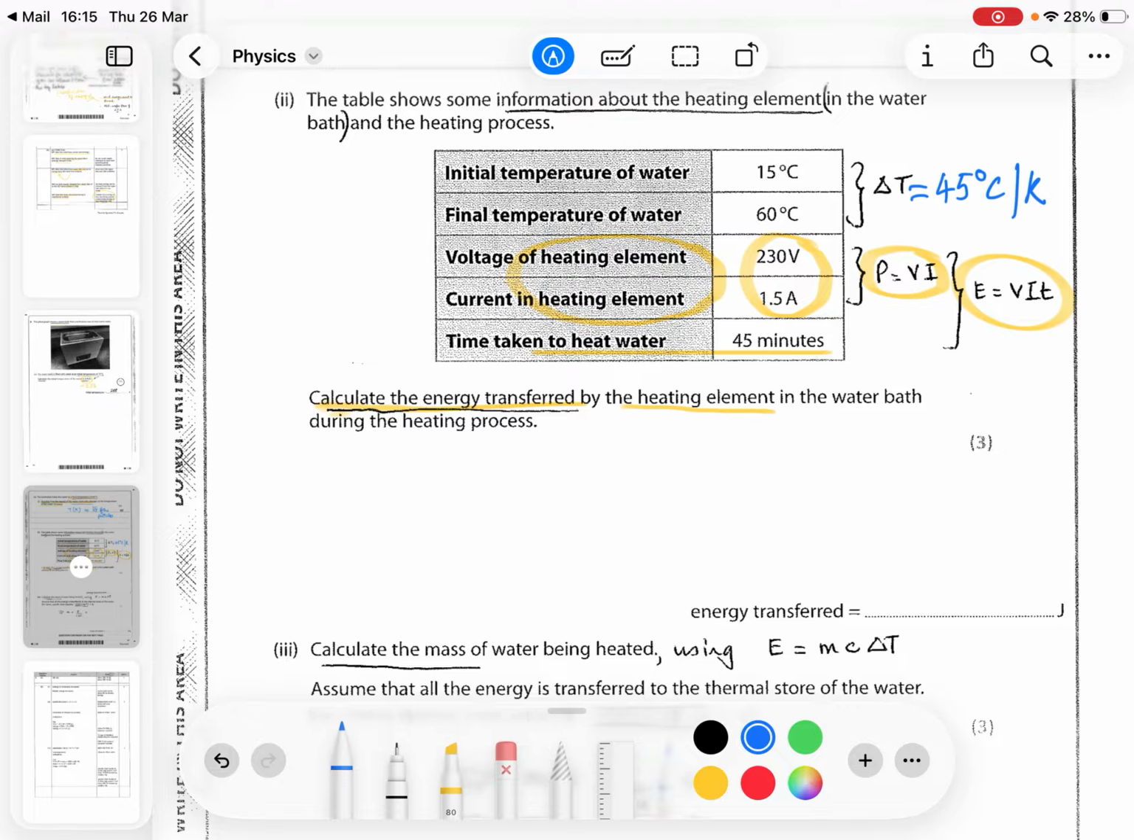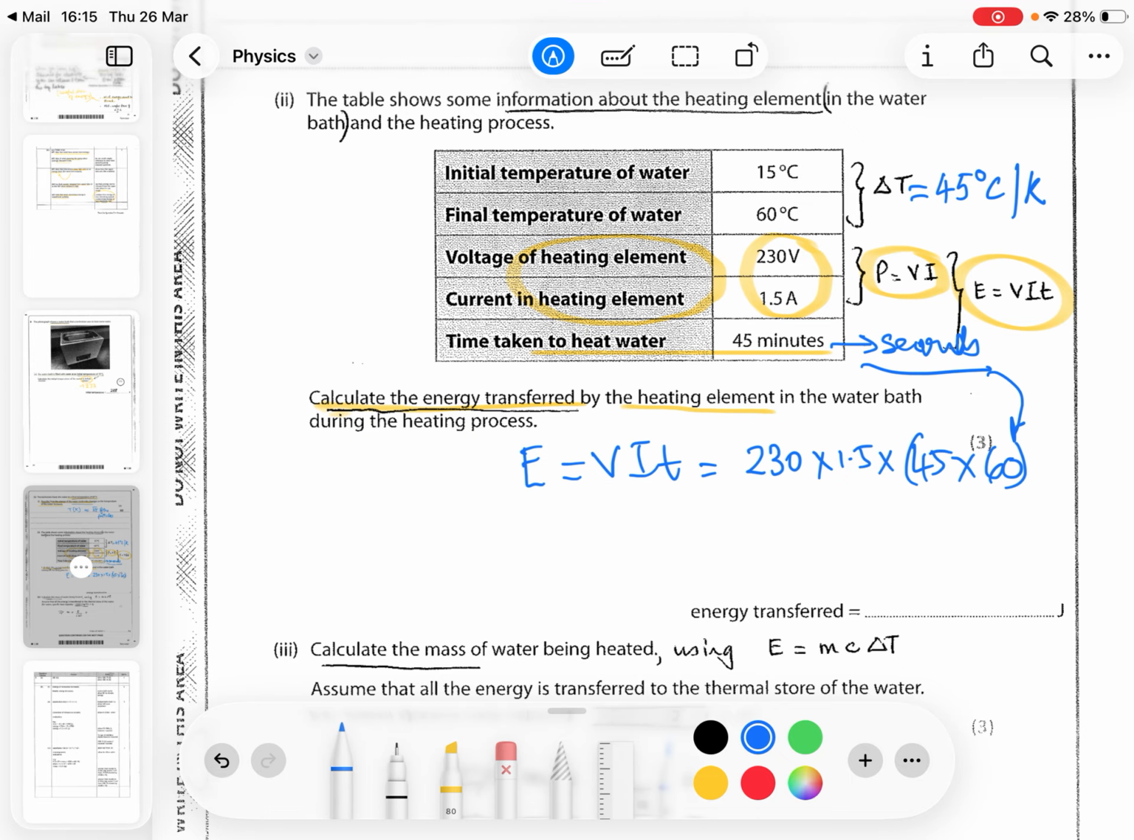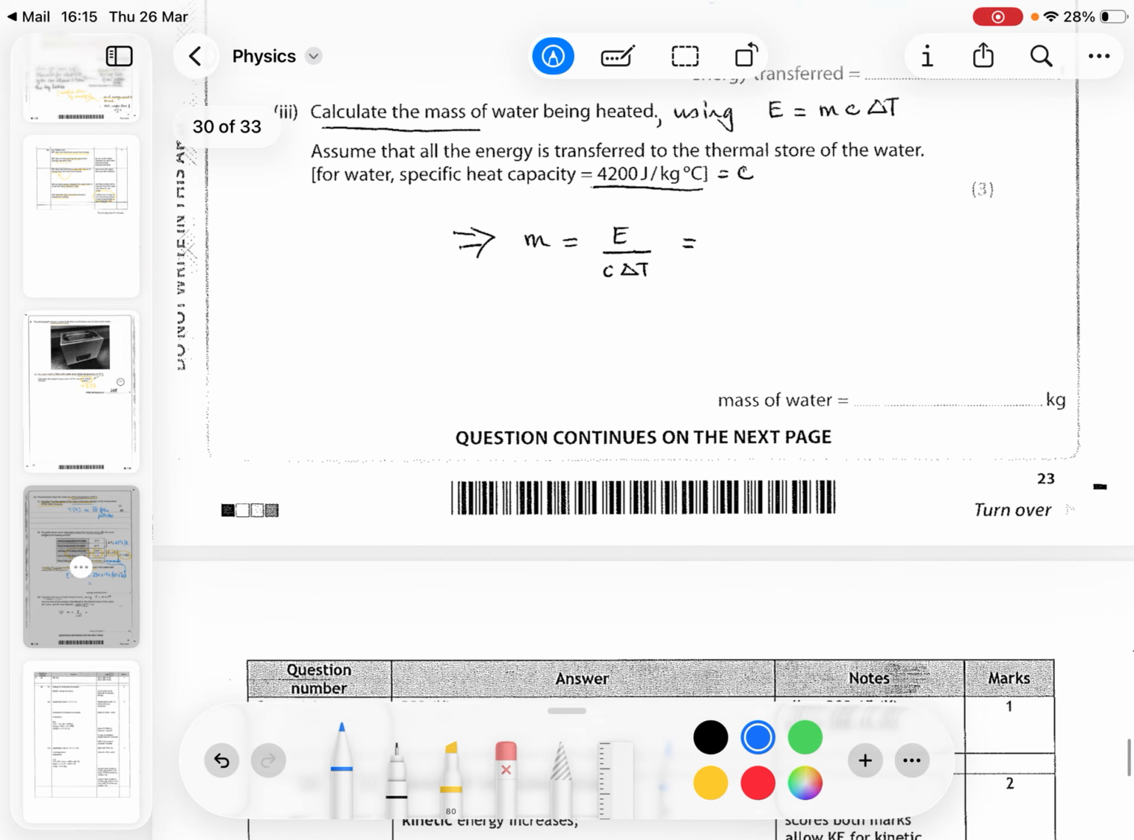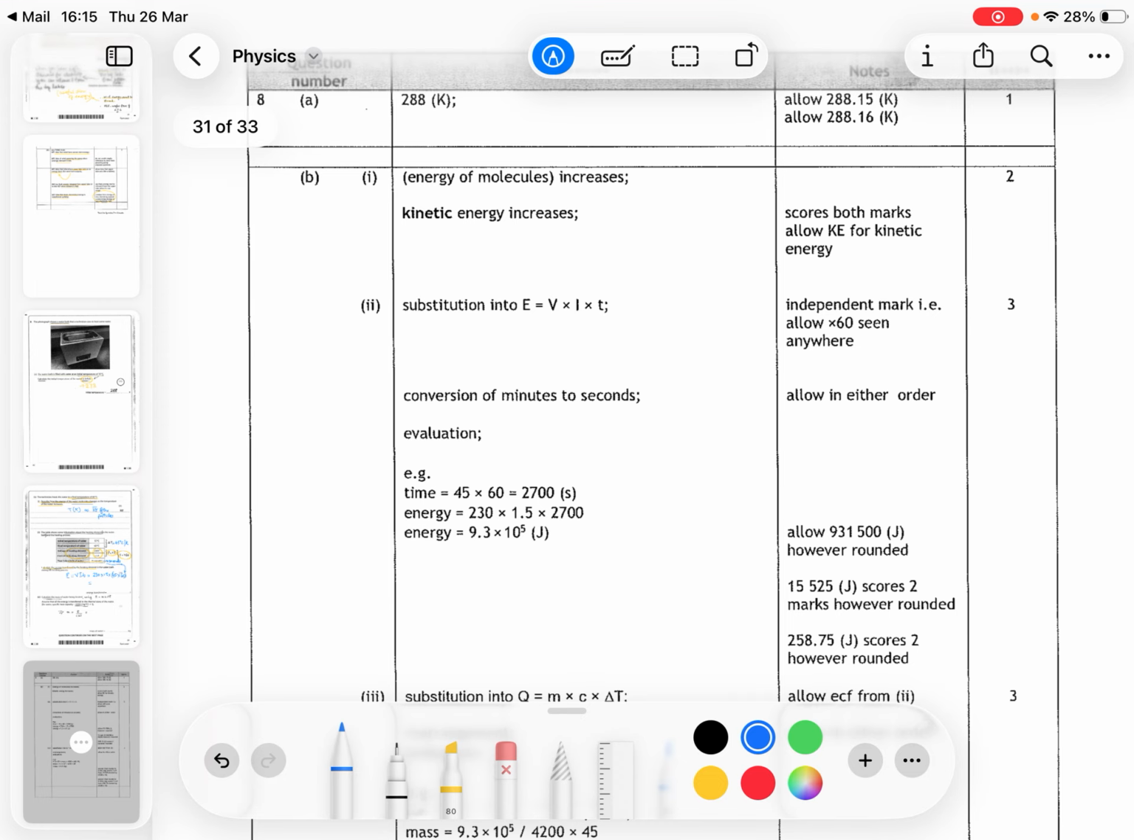So what you've got to do in this case is to write E equals VIT, which is 230 times 1.5 times 45 times 60, because it's got to be in seconds to get the units right. Okay? Once you put those numbers in your calculator, let's see what the examiner got. 230 times 1.5 times 2,700, because we've got to multiply the time by 60.